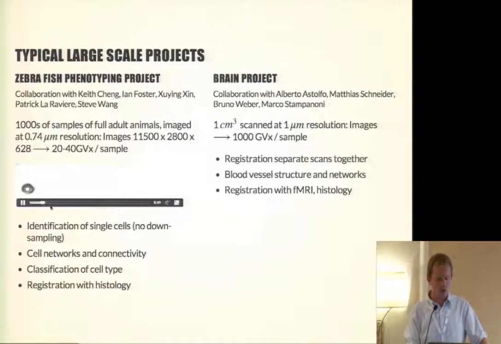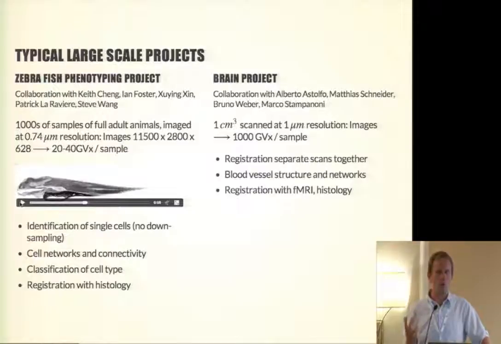You can get 3D scans through a sample like this, and it's a ton of information to process. What you want to be able to do with these data sets is identify single cells, look at the cellular networks and connectivity, and classify the cells into different types, so these are liver cells or muscle cells. Then register it with other types of imaging so you can see where diseases are, or maybe track how fast the animal's growing, to understand much better what the genetic background of these animals is doing to the final animal that you see.